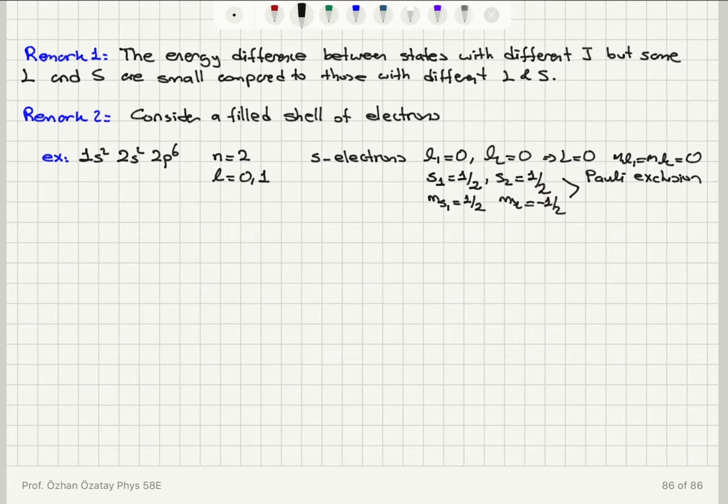So what is the total m sub S? m sub S has to be 0, and that means the total spin quantum number S, which can normally be 1 or 0, has to be 0 because m sub S has to be 0. So we find that both total L is 0 and total S is 0. So the only value you can have for J has to be 0. So we cannot have a non-zero total angular momentum for the closed shell s electrons.